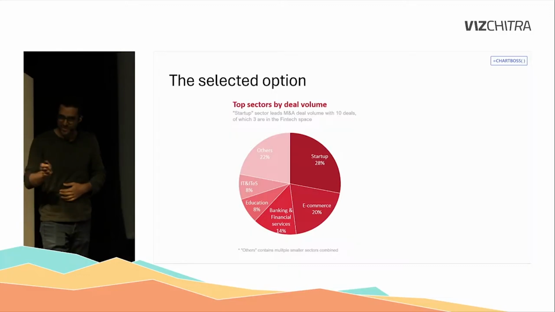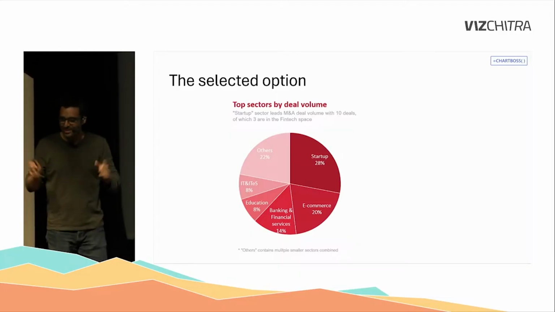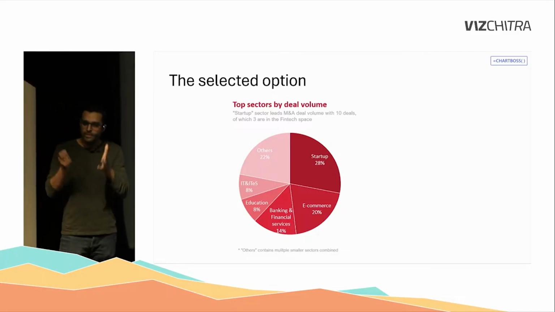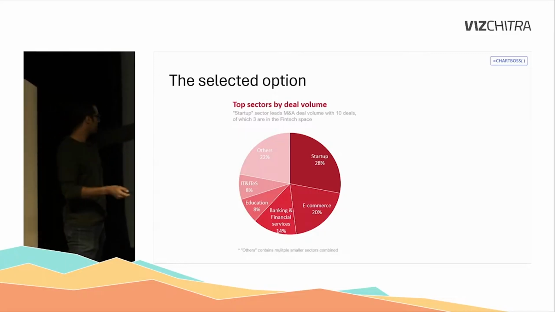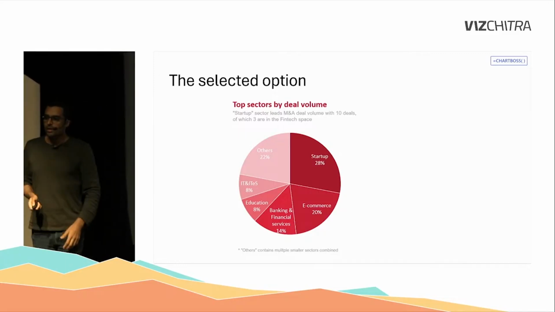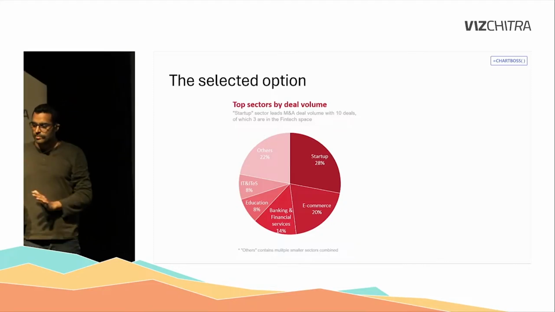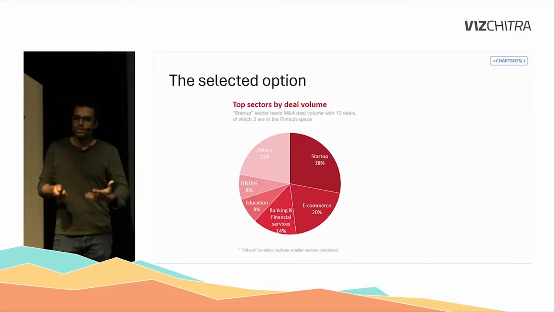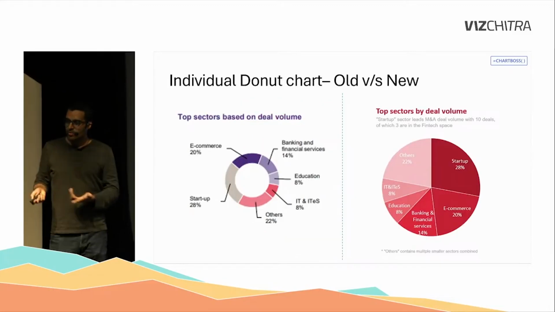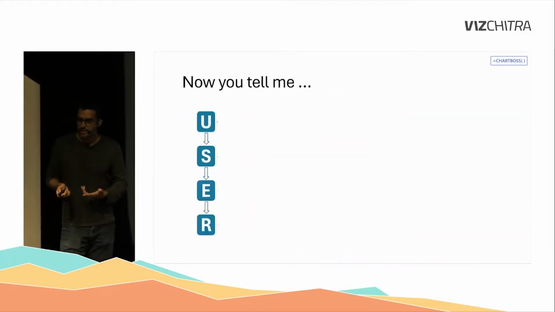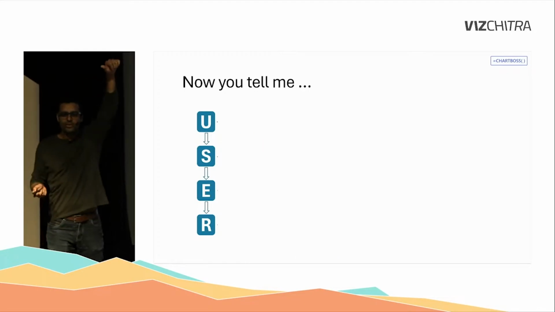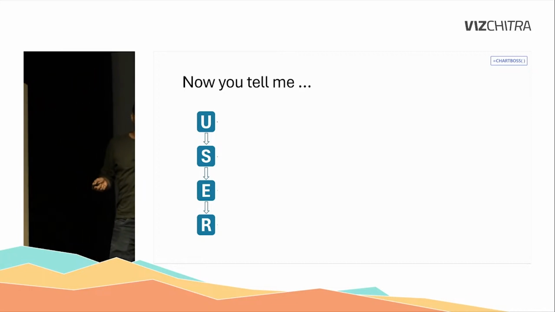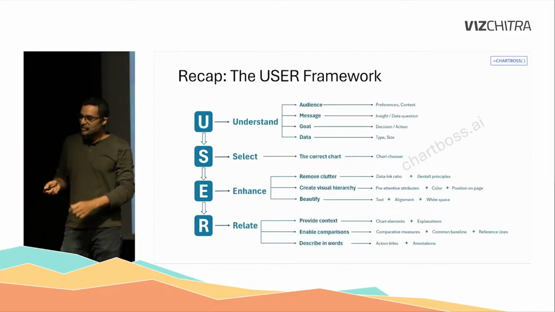But what we'll go with is the pie. Least expected answer, but if you see a well-made pie, it actually communicates the percentage contribution of each of these sectors to the whole, right? With a clear title and a clear subtitle and an asterisk at the bottom saying others contains multiple small sectors combined. So this is an old versus new. And so again, what is U? S? E? R? Perfect. So that's the USER framework.